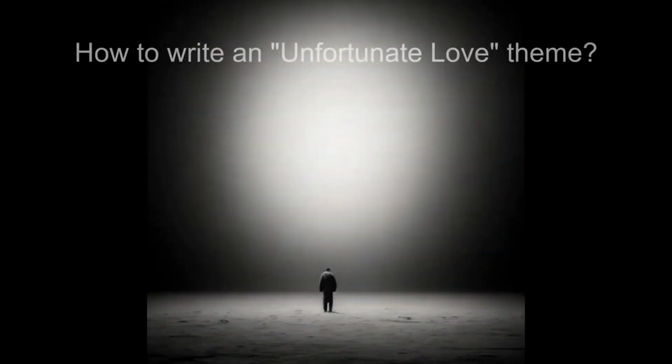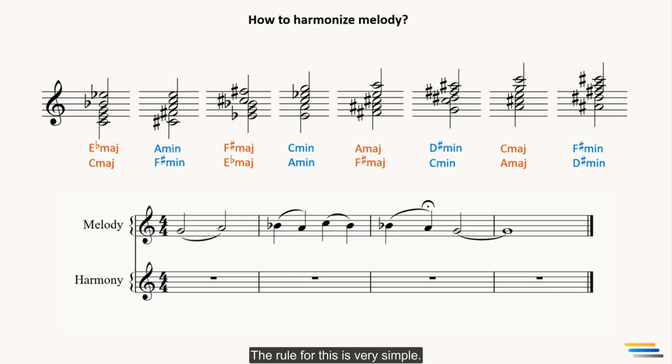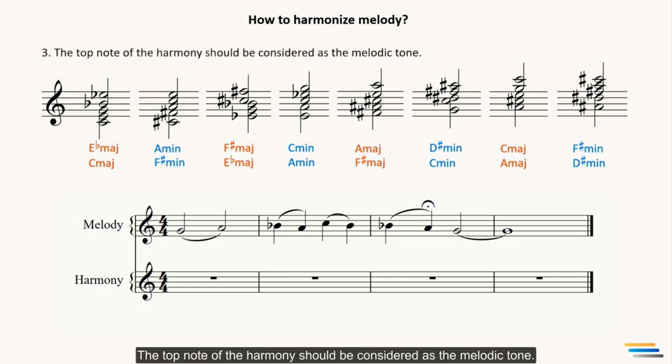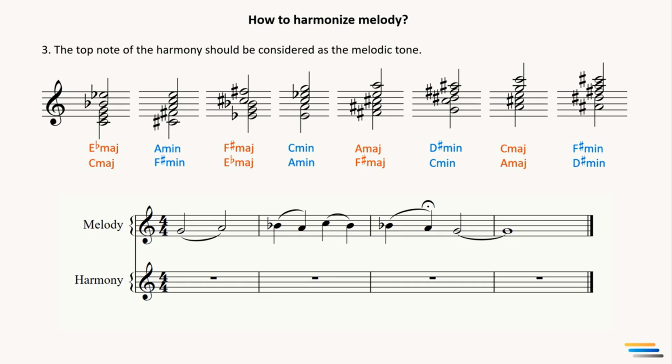Do you know how composers write an unfortunate love theme for film or ballet music? The rule for this is very simple. The top note of the harmony should be considered as the melodic tone. The melody starts with a G note.